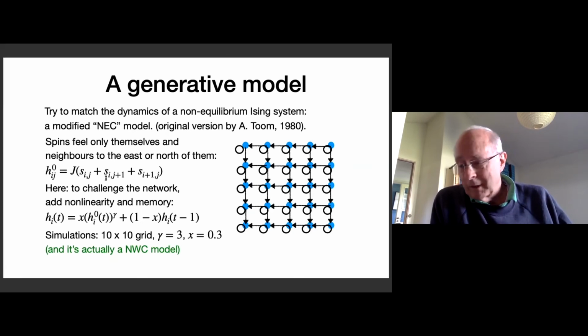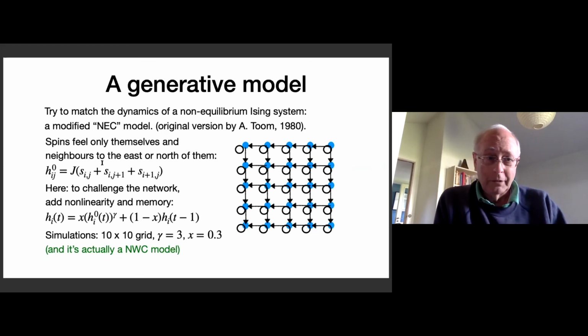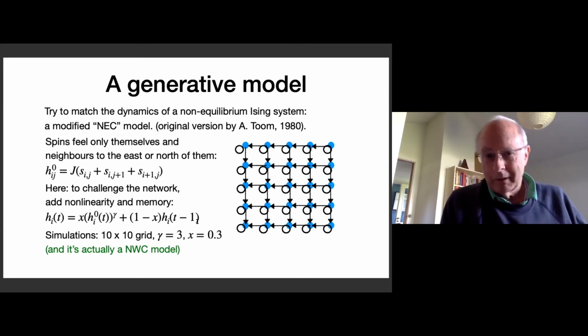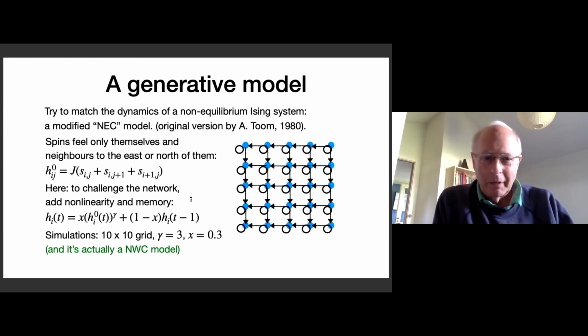Now this is too easy for our model to solve, because we wouldn't even need hidden units to do it, as the couplings are just among these visible units. So to challenge the network a little bit, we added a little nonlinearity. We raised this h to a power gamma, and each time step, we took the new h and only took a contribution proportional to x of that, and 1 minus x is its previous value. So it sort of makes things sluggish. It gives it some memory. It's not an instantaneous in time thing.